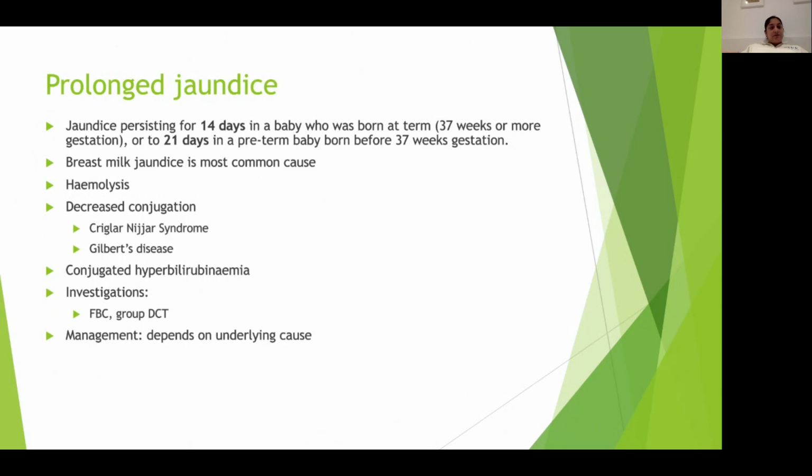Breast milk jaundice is the most common cause of this, but it can also be caused by hemolysis, decreased conjugation, which can occur in Gilbert's disease, conjugated hyperbilirubinemia as well. And investigations that we do, which are really important, are full blood count, group, and DCT, which, like I said before, we do with the other one as well. And the management of this basically depends on your underlying cause. So it's important to try and work out why a baby could have prolonged jaundice.